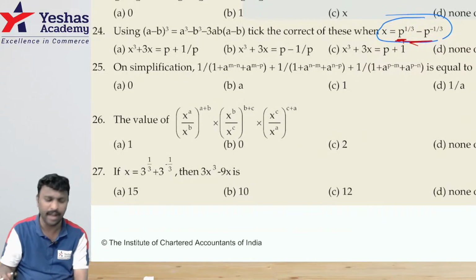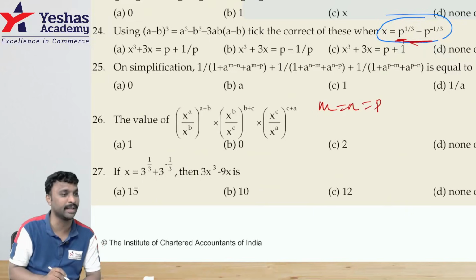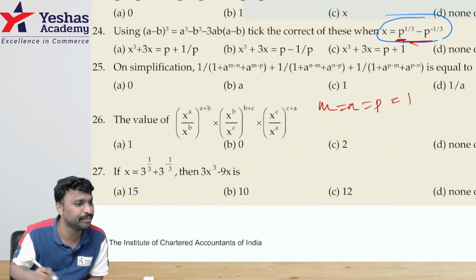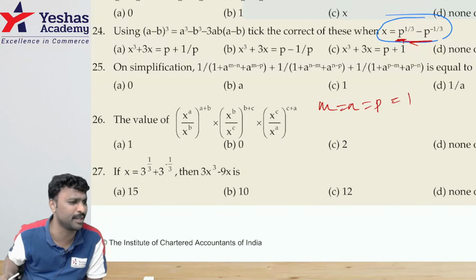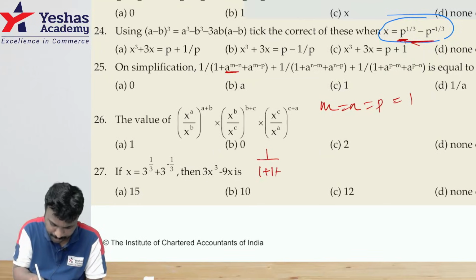If you are not able to get it, plug in values for m, n, and p all together. The same value you can plug in. So what value do you want to plug in? 1? You can plug in 1, you can plug in 0 also. What you get as the first term is 1 divided by 1 plus a power 1 minus 1. A power 1 minus 1 is a power 0, that is 1.